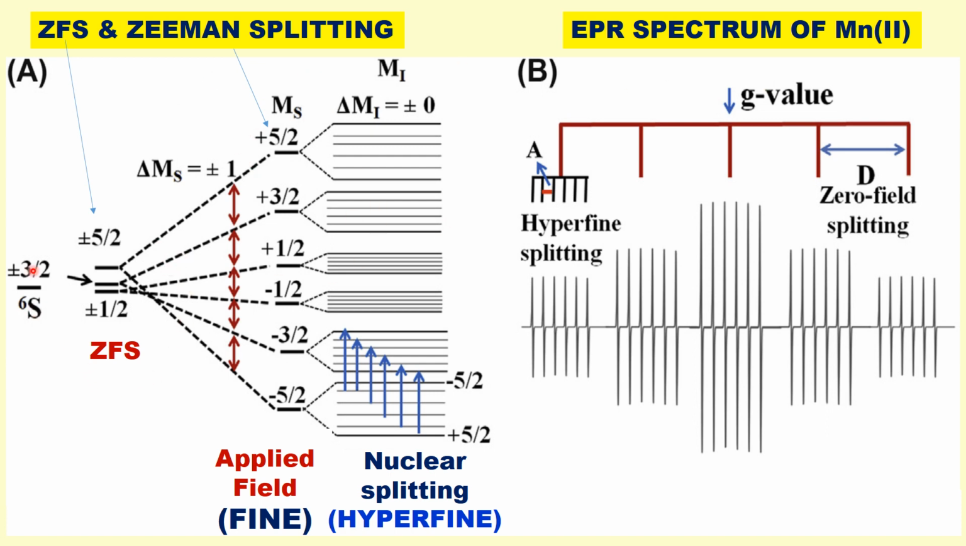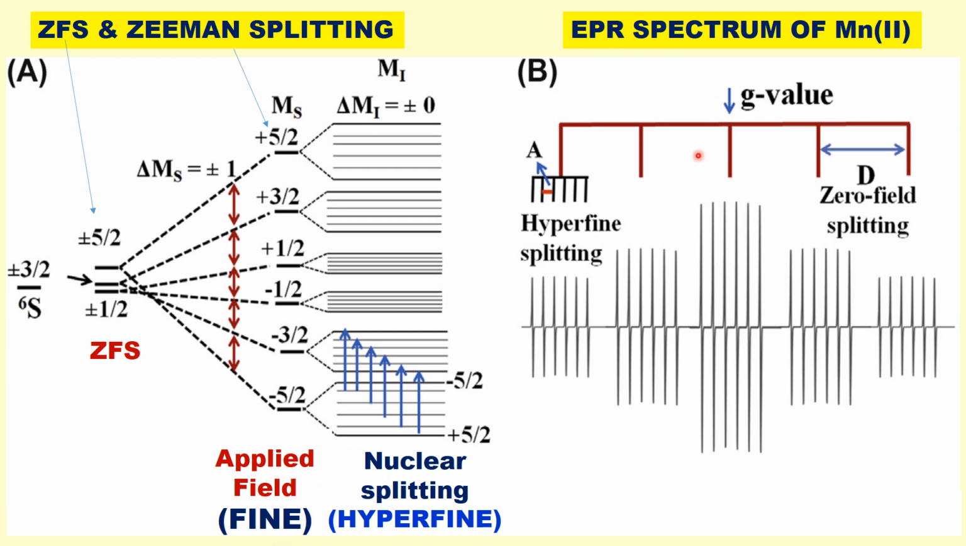The manganese ion has the ground state term symbol S6, a sextuple state. We will see how it is split in the presence of zero field splitting. The splitting energy level diagram is shown here. It is further split in the presence of applied field, and again split in the presence of nuclear spin coupling, called nuclear or hyperfine splitting.